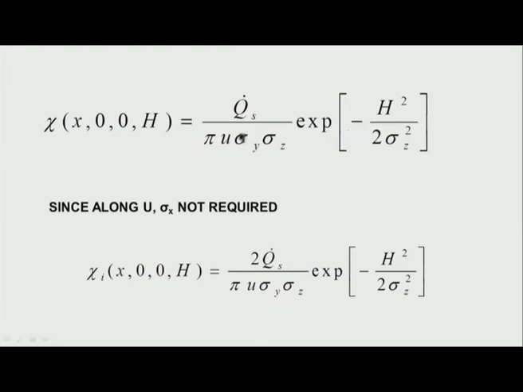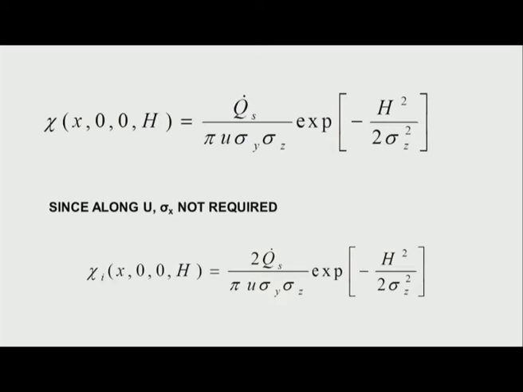But in practice, whenever we measure the standard deviations sigma y and sigma z, we measure them over a period of time, something like 10 minutes to an hour. If I want the local concentration, it could be a little bit higher. Therefore the practice is, instead of having q dot s divided by pi u sigma y sigma z preceding the dispersion in the vertical direction, you multiply it by 2 to take care of this factor, and this is how we estimate the concentration.